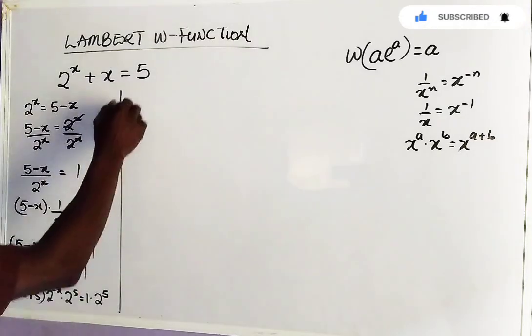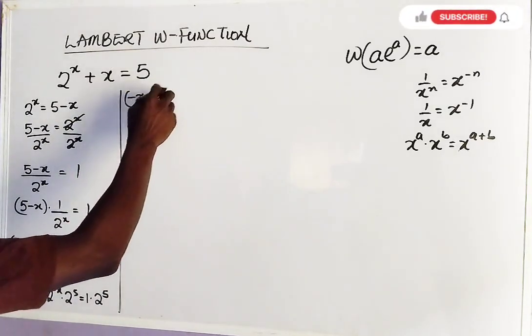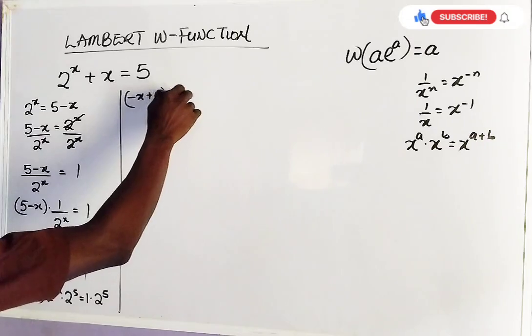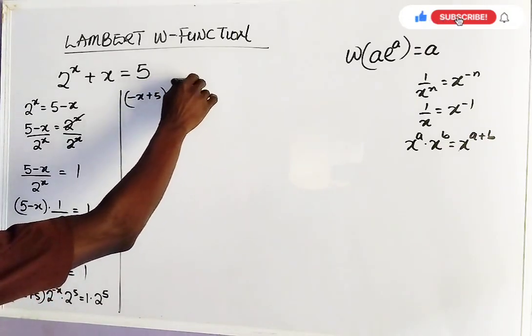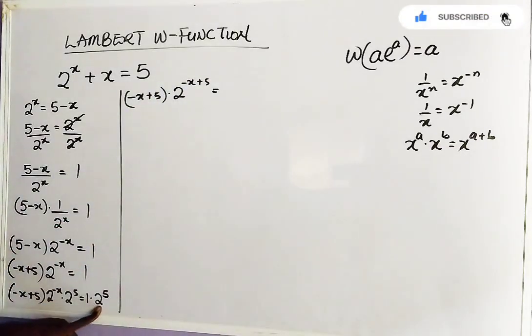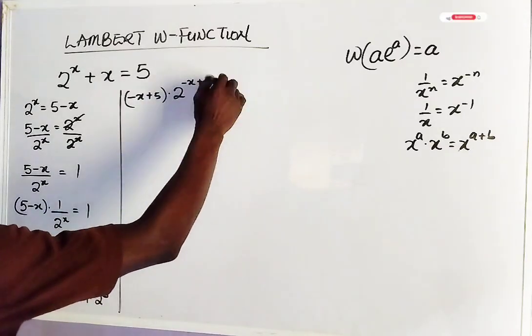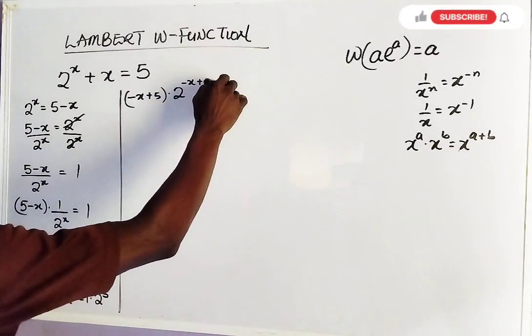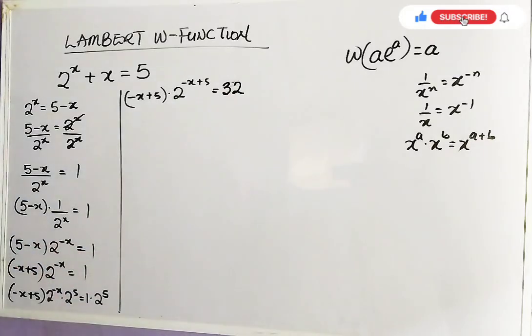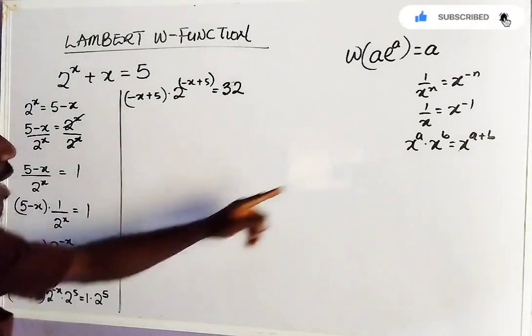So here we have minus x plus 5, then times 2 raised to the power of minus x plus 5 equals what? Now 1 times 2 raised to the power of 5 should give us 32, because 2 multiplied by itself in 5 places will give us what? 32. Okay, I guess it's beginning to look like it.